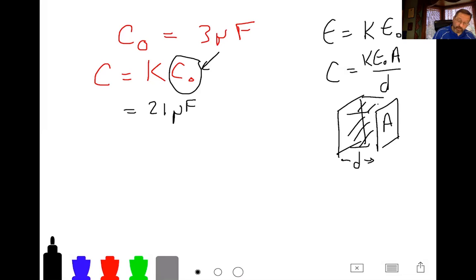And now if you need the charge then, well, the battery voltage is still 20 volts, so the charge on the capacitor is still CV, as we used over and over again on that first problem today. So it's 21 microfarads, and then it's multiplied by the 20 volts, right?